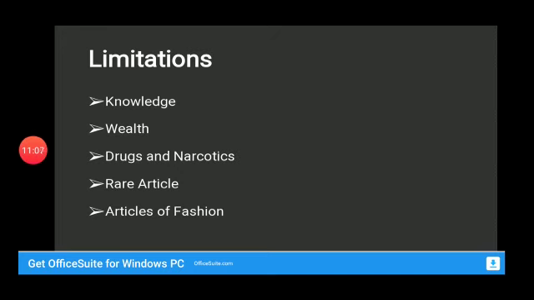Limitations. There are limitations on which this law will not hold. Now, what are the limitations? Number one is knowledge. Knowledge is power. If a person is gaining knowledge, he will ask for more and more knowledge. He would not say that he doesn't want more knowledge. He would ask to acquire more and more knowledge. So every new unit of knowledge would possess higher utility, higher satisfaction. So this law will not hold on knowledge.